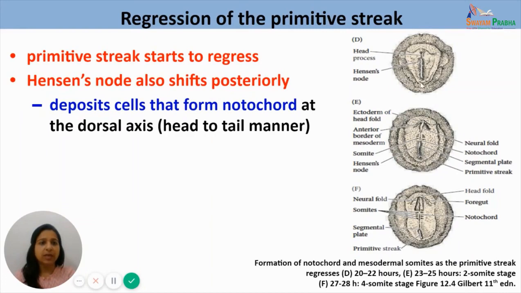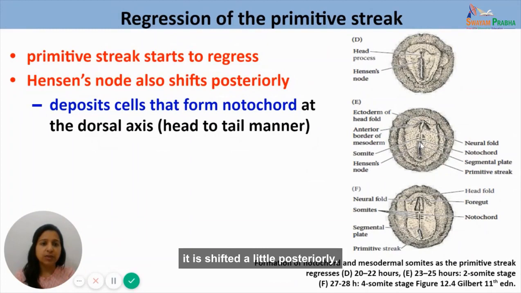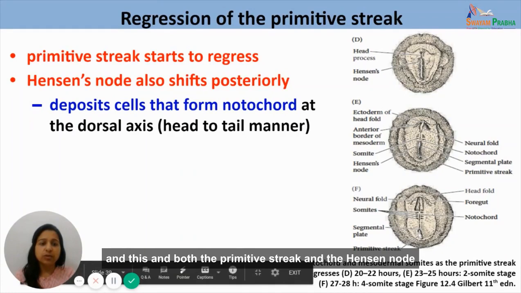As we see in this diagram, the Hensen's node is present here. It has shifted a little posteriorly in this, and both the primitive streak and the Hensen's node have almost reached the caudal end of the embryo. The primitive streak will eventually merge with the tail bud of the embryo.